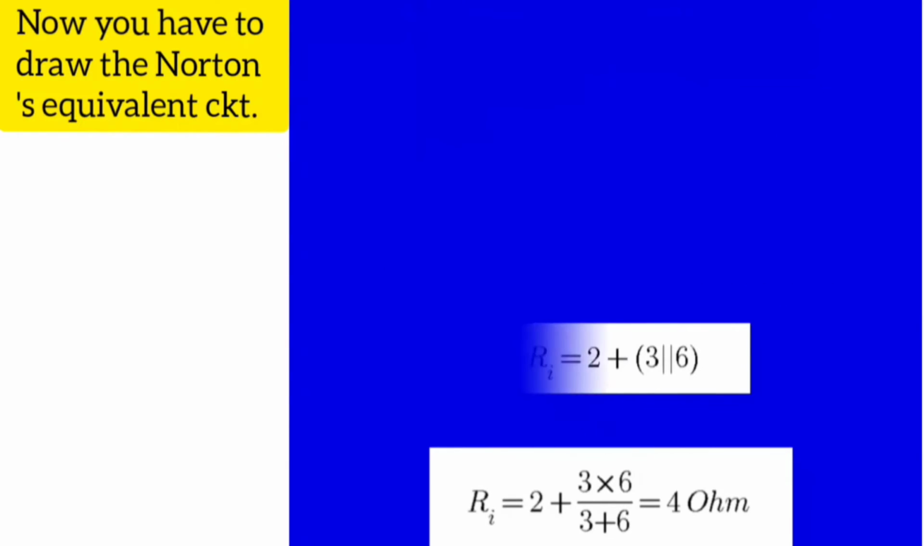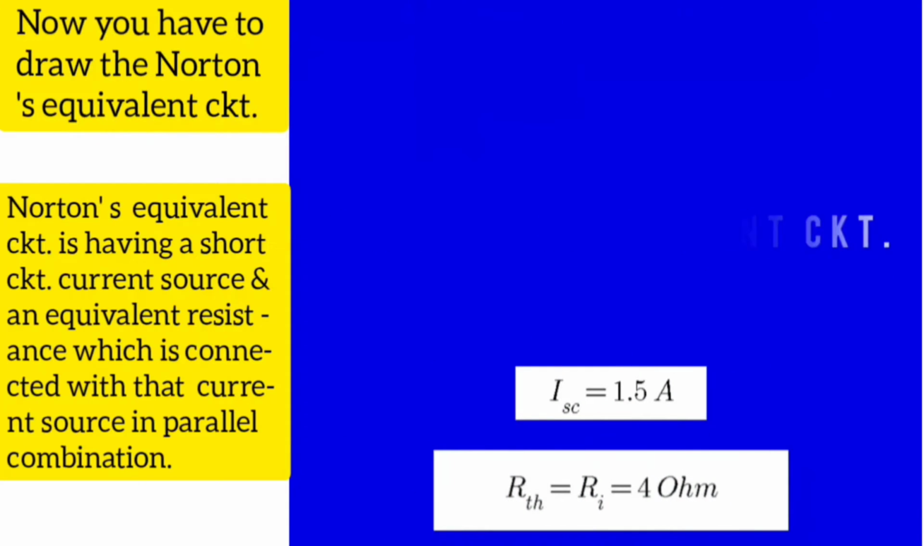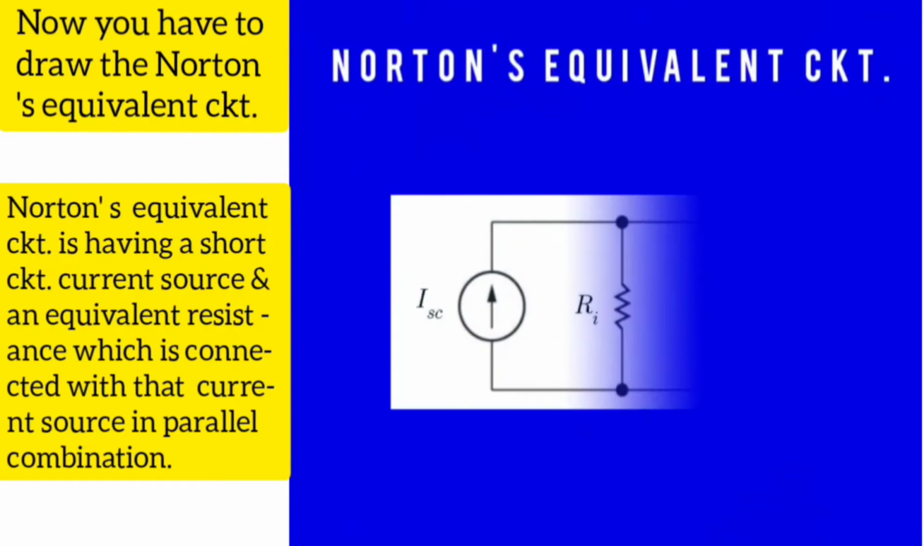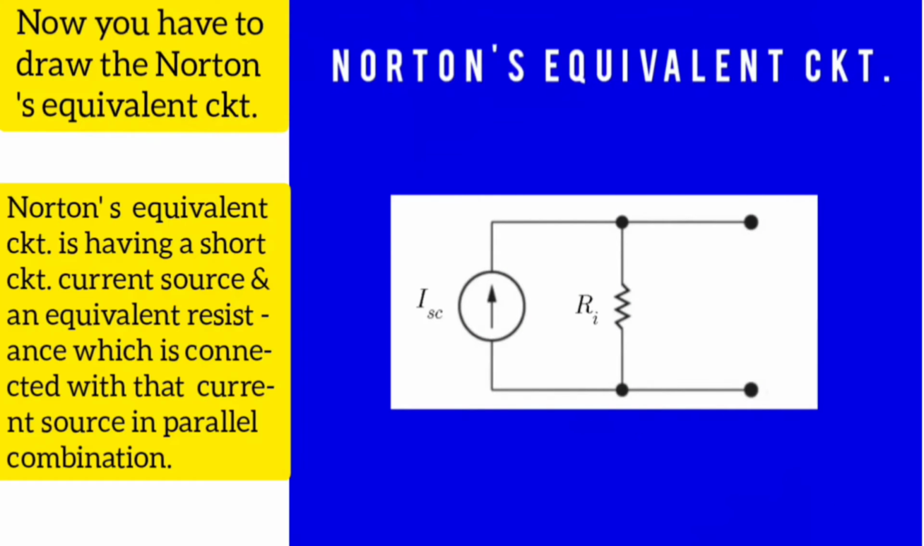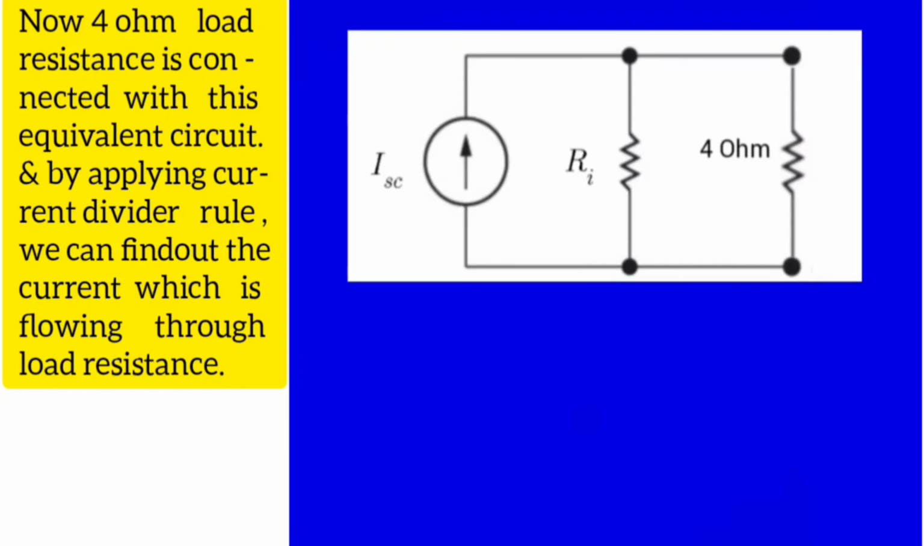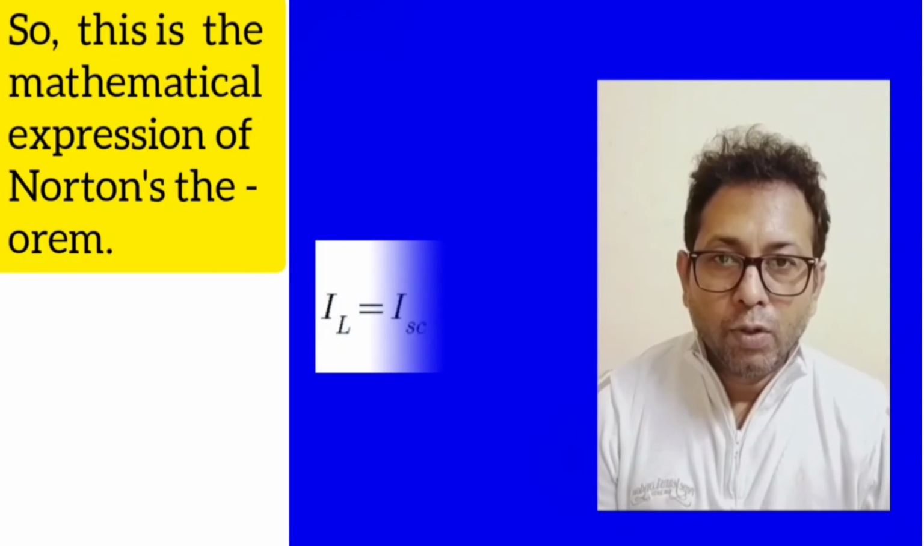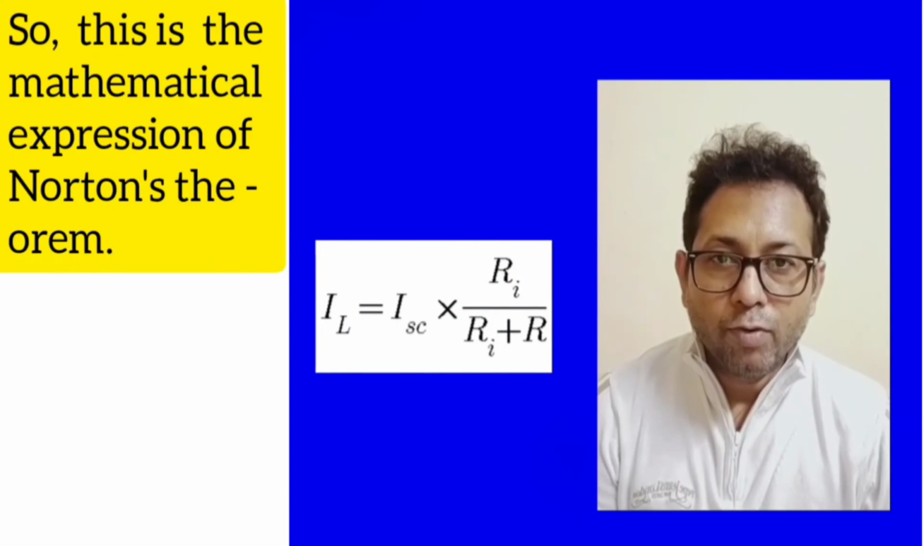Now you have to draw the Norton's equivalent circuit. Norton's equivalent circuit has a short circuit current source and an equivalent resistance which is connected with that current source in parallel combination. Now the 4 ohm load resistance is connected with this equivalent circuit, and by applying the current divider rule we can find out the current which is flowing through the load resistance. So this is the mathematical expression of Norton's theorem.